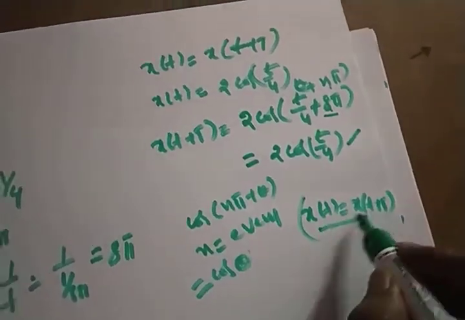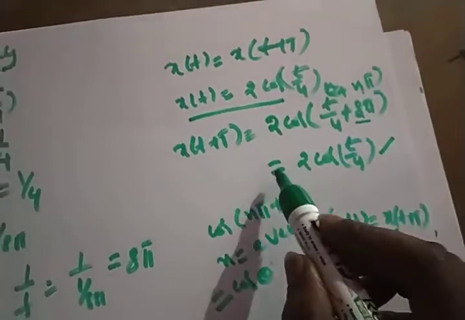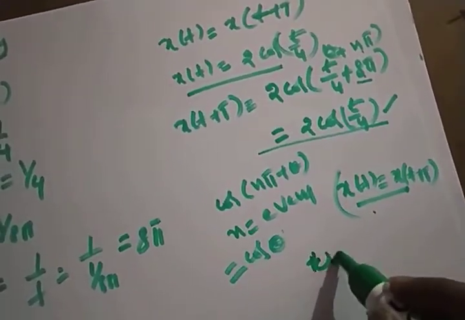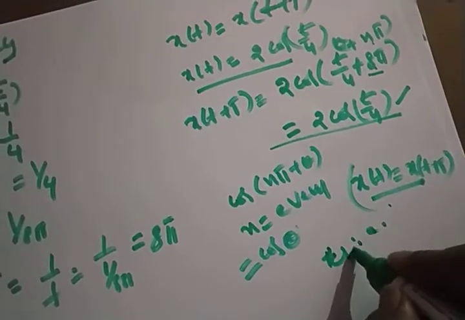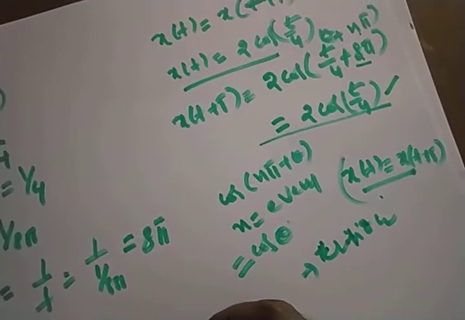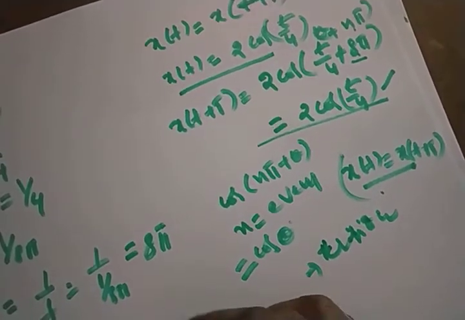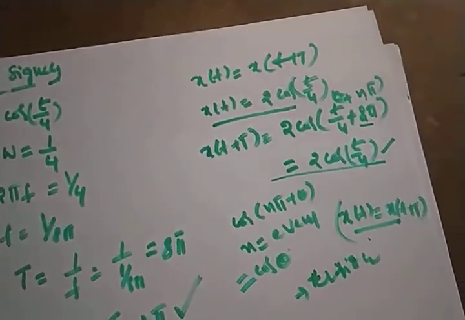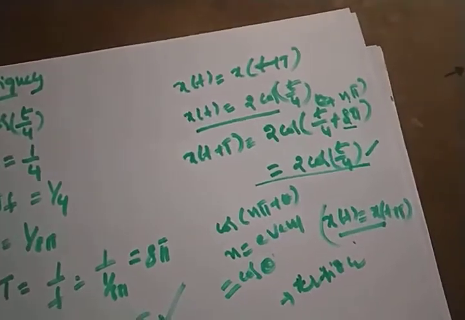Right? If it is satisfied, whatever the x of t, you will get x of t plus T also. Then the signal is a periodic signal. So what is the period? Period is nothing but T. The period is 8 pi. In this way, you calculate it for continuous time signals also.